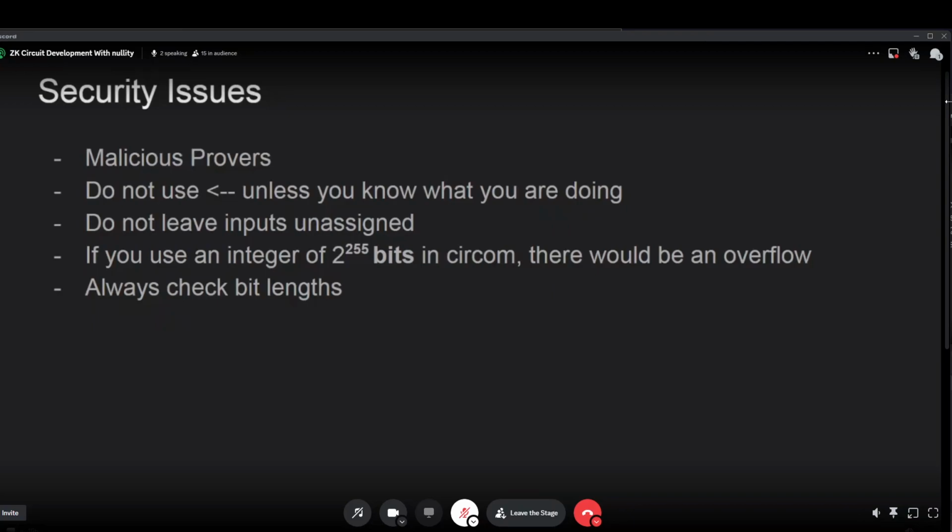And some of the other security issues is that if you leave your inputs unassigned, a malicious prover could insert his or her preferred value and generate a malleable proof. Yeah, and for the issue, I just explained that. So if you use an integer of 2 power 255 bits, this leads to an overflow. Yeah, and always check your bit lengths. And yeah, there are a lot of precautionary measures you would see while using Circom. But yeah, these are some of these.